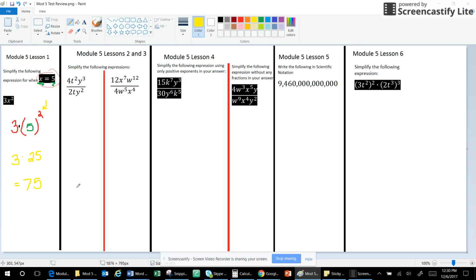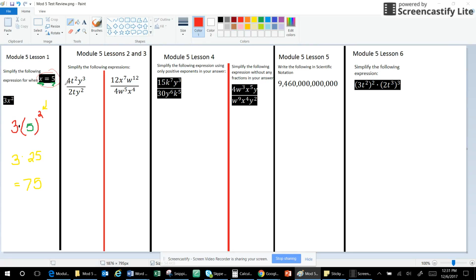Okay, for your review, we combined lessons 2 and 3 because they work very well hand in hand together, and we might as well review them together then. So try this first one. I want you to simplify the expression. We have 4t squared y to the third divided by 2t y squared. Go ahead and try that one. Click continue when you're ready to check your work.